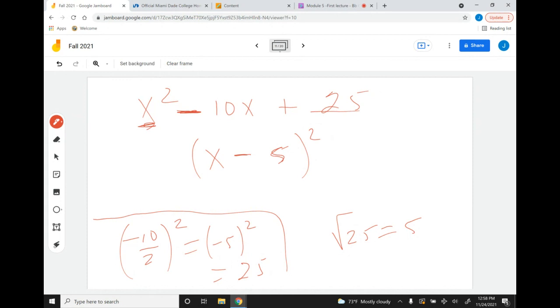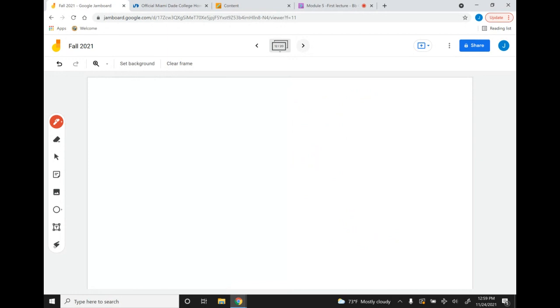This is what you're gonna do on ALEKS. It's gonna ask you, what number goes there to make this a perfect square? And that's it, okay? Pay attention to details. Again, why did I write a minus and not a plus? Here, a minus because this is a minus. They have to be the same. Okay? And that's it. Let's do another one. Okay?